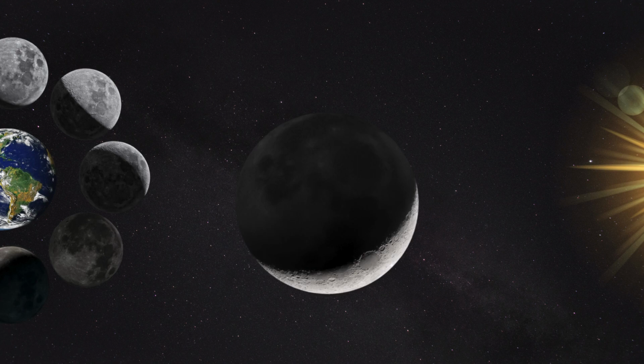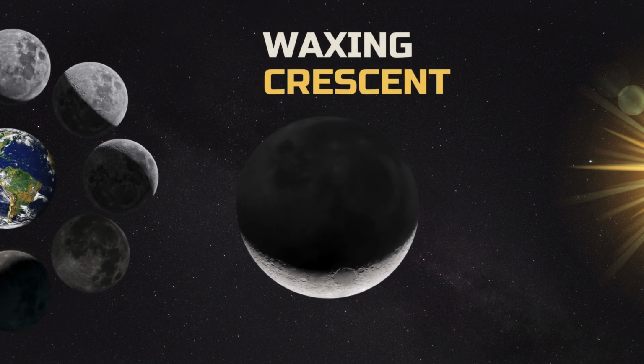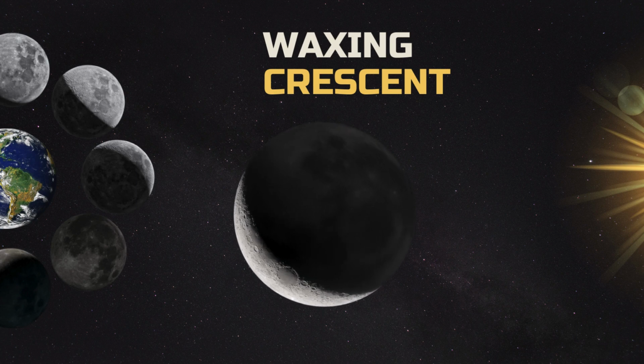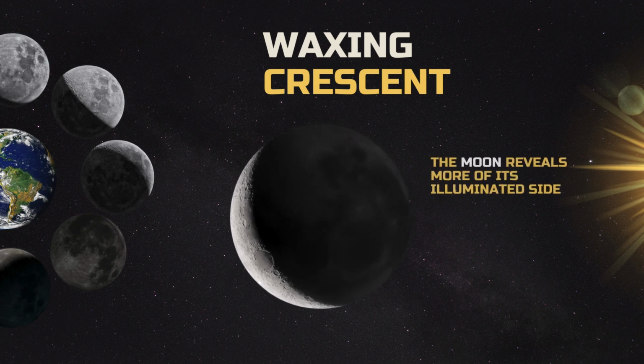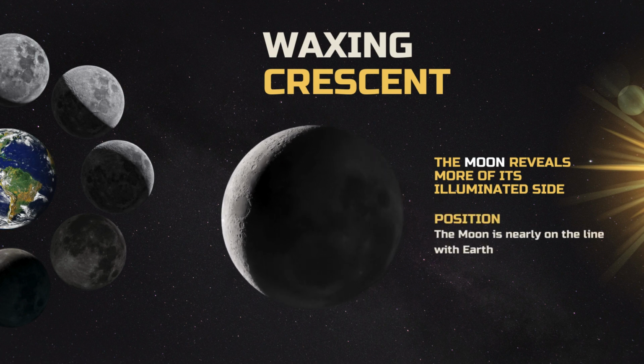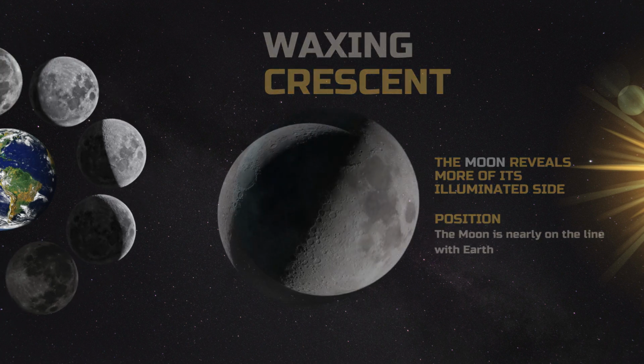As the days progress, we witness the waxing crescent phase. A thin crescent shape starts to emerge as the moon moves away from the sun, revealing more of its illuminated side. In this phase, the moon is nearly on a line with Earth.